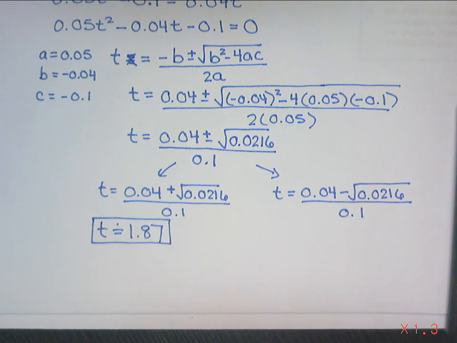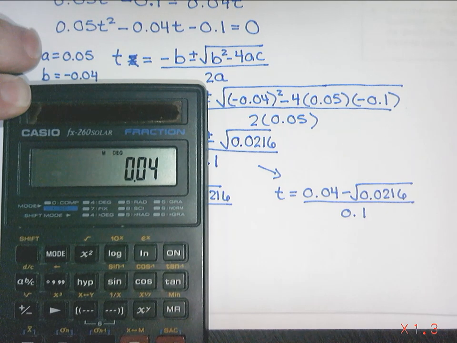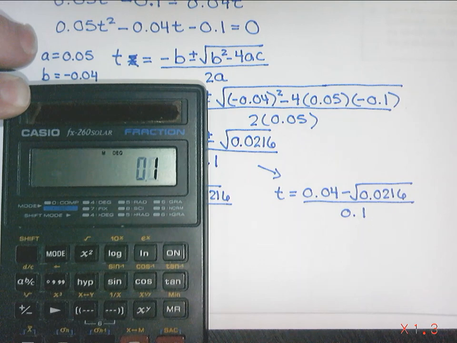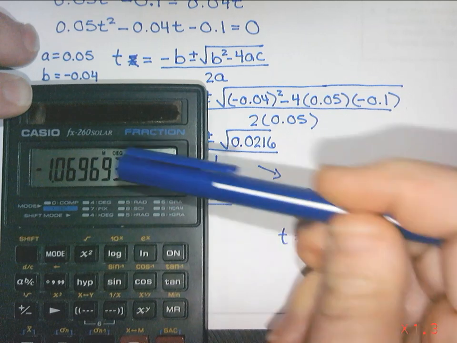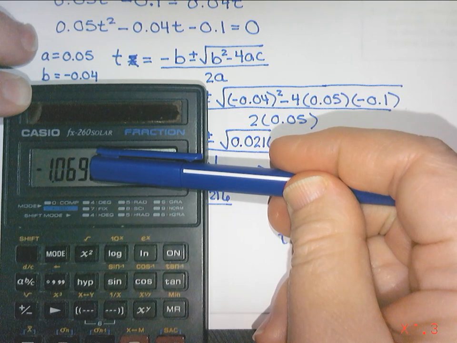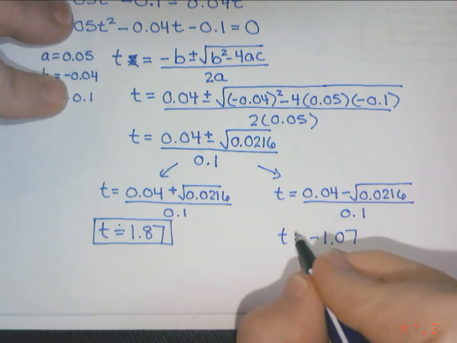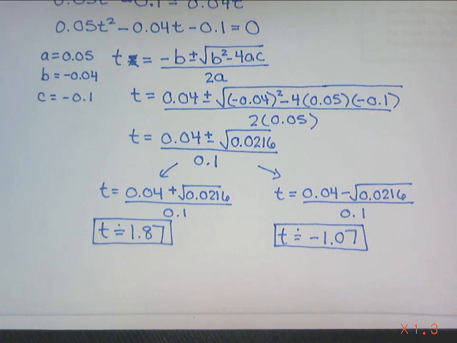All right, we're going to do the second one, same idea, just with the minus. So I have 0.04, take away the square root of 0.0216, that's square rooted. Please make sure you hit equals, otherwise all you're doing is dividing the square root by 0.1 and not the whole numerator. And I divide by 0.1. And I get t equals negative 1 point, that is 0.6, but the next digit's a 9, so that's going to be 1.07. All right, so we have two solutions, 1.87 and negative 1.07.